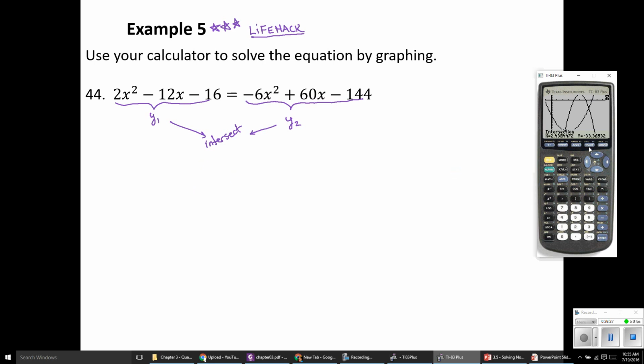Now we'll run through the same process again. Calc, intersect, first curve, second curve. Now I'm going to toggle to the right with my guess until I'm close to that intersection. I'll hit enter, and you can see it snaps to that one. 6.561 and negative 8.630. So those are the coordinates of that second intersection point. So the calculator does a fantastic job of this.